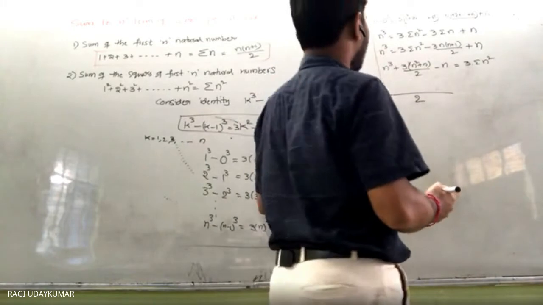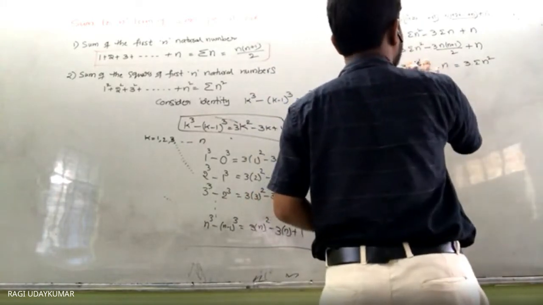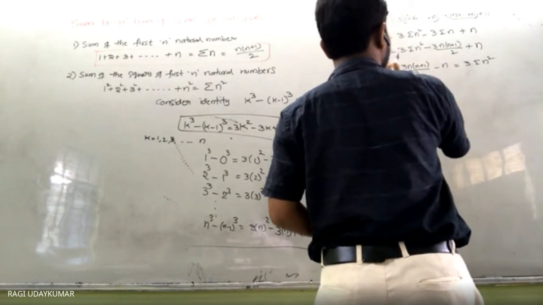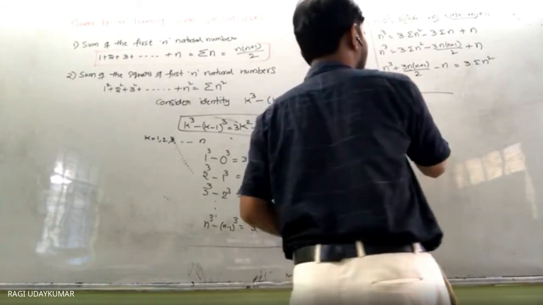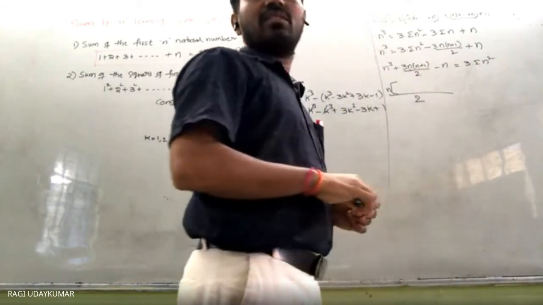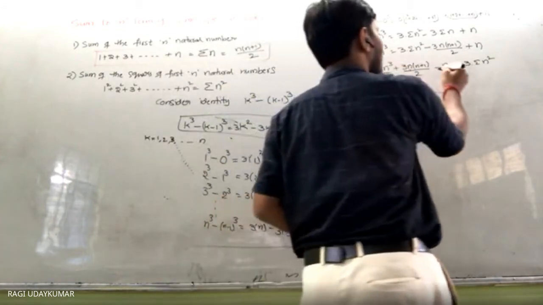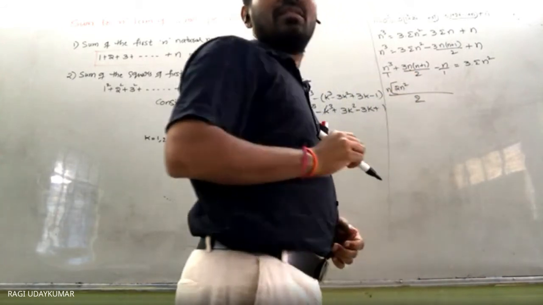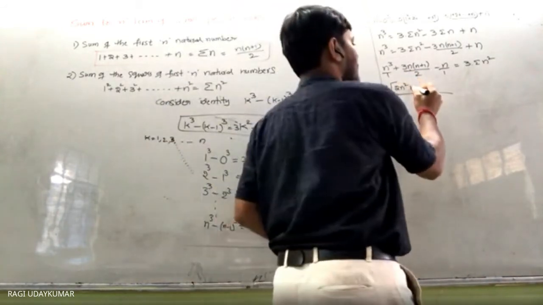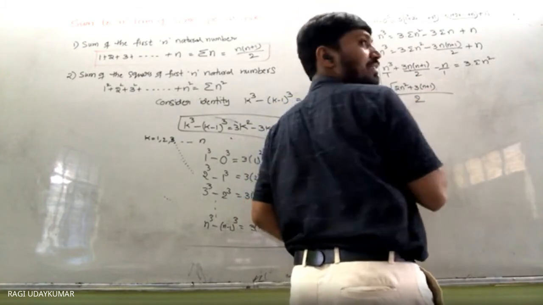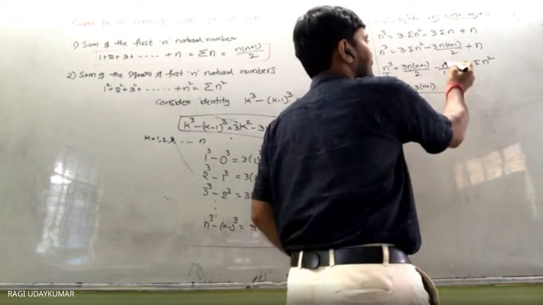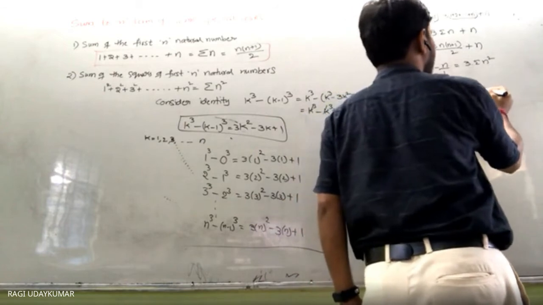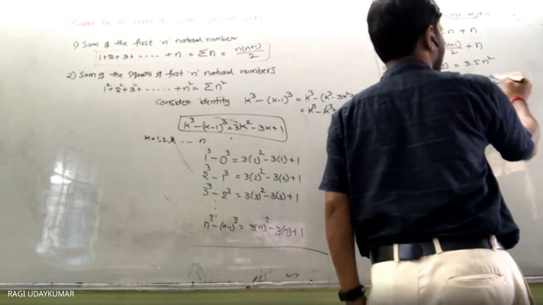Or you can do one thing. Don't multiply here. Here it is n into (n plus 1), isn't it? Here also there is n, and here also there is n. So take n common. Understood? And 2 is the LCM. So what do we get here? 2n square, isn't it? Plus 3 into (n plus 1), because n is taken common. This n is also taken common. Minus 2 remains, is equal to 3 into sigma n square.